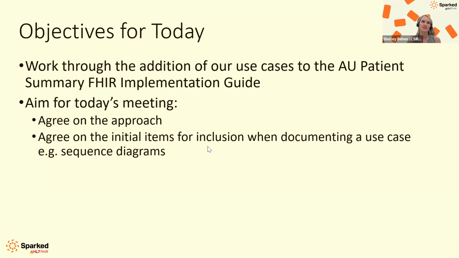And so what we want to get done for today is, just to give you some framing, we've had some background meetings in the last couple of weeks, and now we're bringing the outcome of those meetings to the group. So what we want to do today is work through the addition of our use cases to the AU Patient Summary FHIR IG. The aim for today's meeting is to agree on an approach for how we're going to go about that, and also to agree on a list of initial items for inclusion when we document a use case, so that we can go away and we can start creating some drafts for those pages, knowing that we can always come back later and add some more.